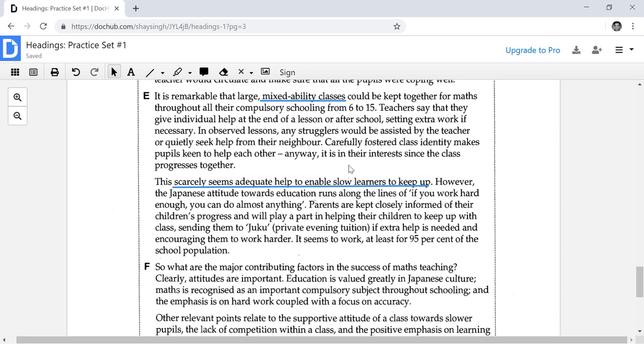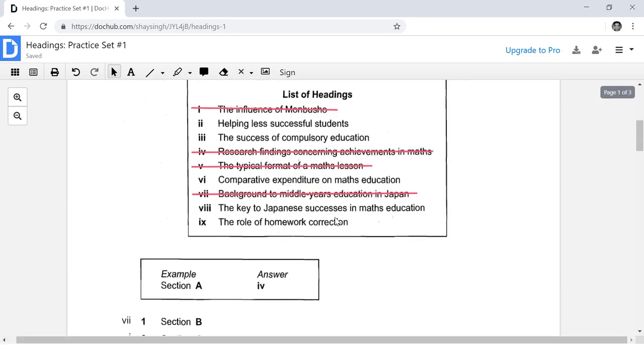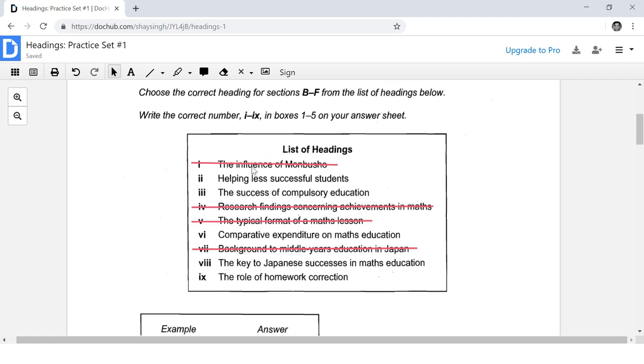It's talking about how is it that slow learners are going to be able to keep up? Because there are students with different levels of ability. Some are fast learners, so fast learners are going to be learning very quickly. So in such a situation, how are the slow learners going to keep up? That's what this paragraph is about. So let us come up to our answer choices and let's see if we can find something related to that. Helping less successful students. Okay, that could be our answer.